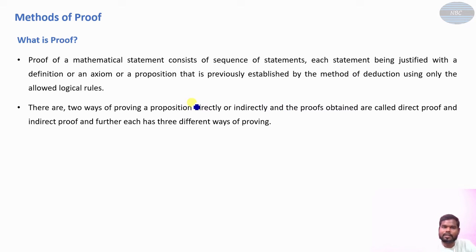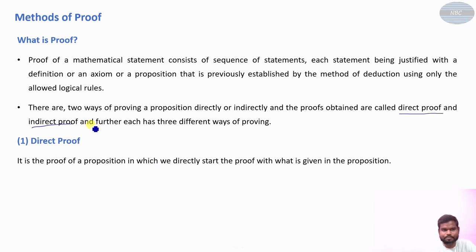So basically there are two ways of proving a mathematical statement. One is called the direct proof and the other is called the indirect proof. The direct proof consists of three different ways, and the indirect proof also consists of three different ways of proving a mathematical statement.